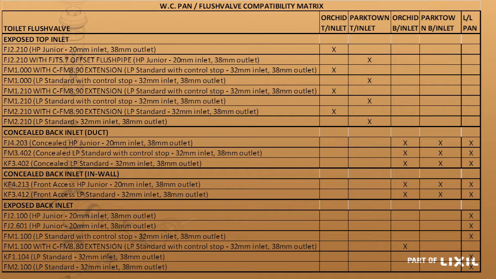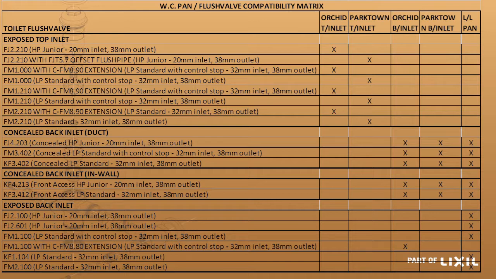There we have a compatibility matrix between a Cobra flush valve and Vaal pans. You can see the categories there. You've got an exposed top inlet flush valve, and there you just have crosses next to the ORCHID top entry and the Parktown top entry. Those are the only two top entry pans that we have. One is wall hung and the other is back to wall.